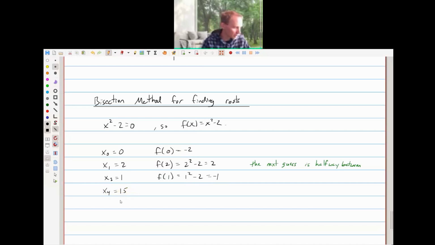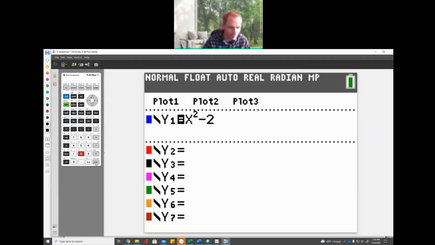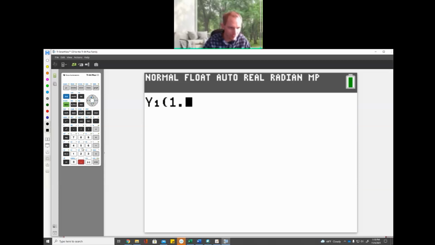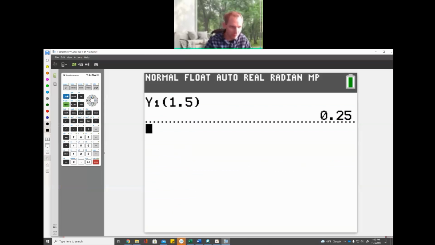Okay, now I don't want to square decimals in my head. So when I plug in 1.5, I'll get 0.25. That's a positive, so it replaces my other positive. So now I know that the root is in between, right? My positive is at 1.5, my negative is at 1. So it's halfway between 1 and 1.5. So when I add those together and divide by 2, when I average them, I get 1.25. So then I test 1.25.